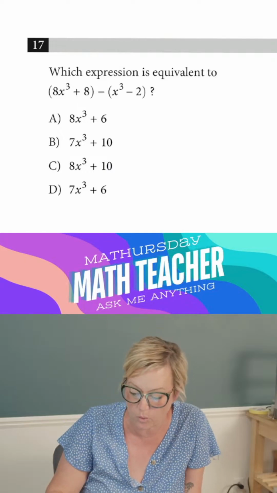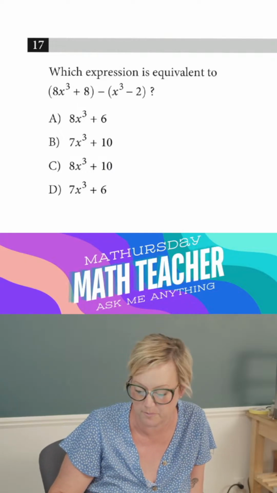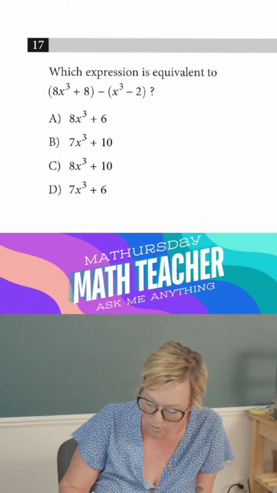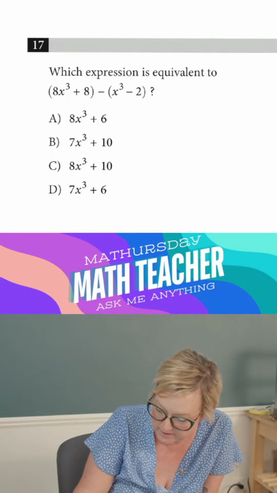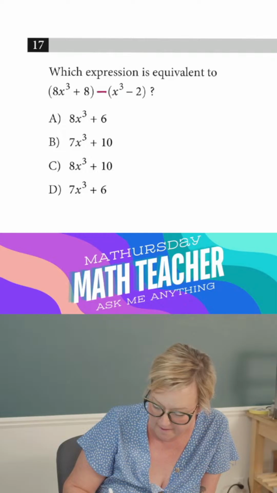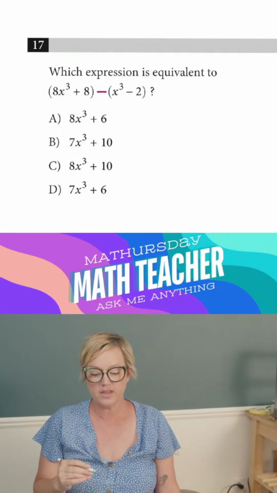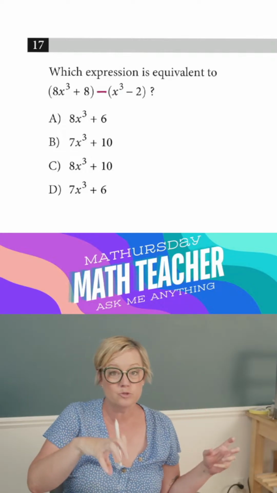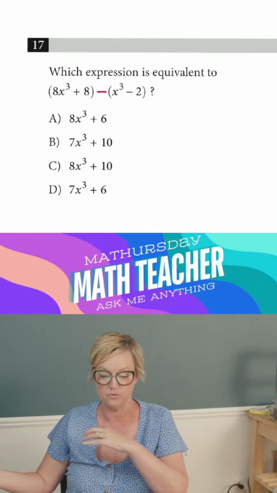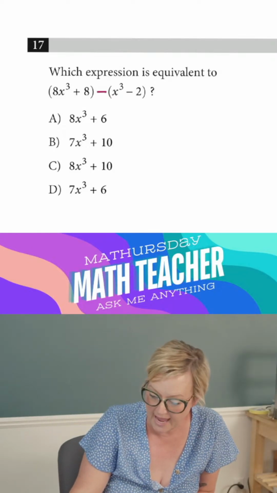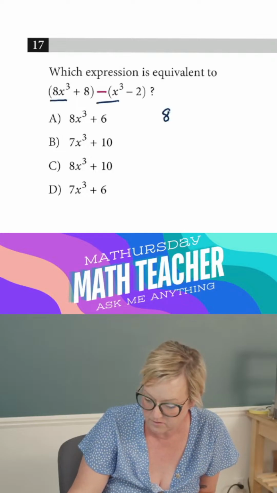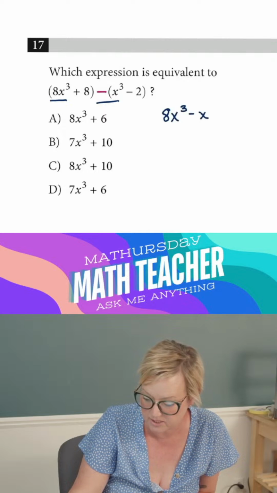Which expression is equivalent to 8x cubed plus 8 minus x cubed minus 2? One thing that really makes a big difference in this question is the minus sign in between them. You've got the expression 8x cubed plus 8, and then you're subtracting x cubed minus 2. So what it's actually going to be is 8x cubed minus x cubed, which gives me 7x cubed.